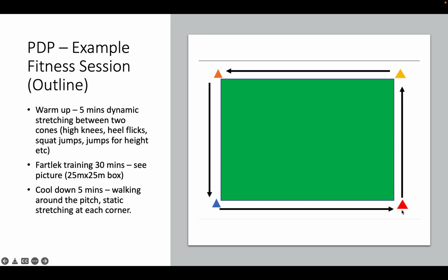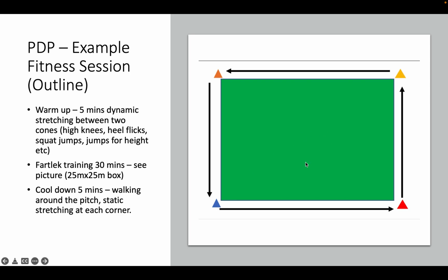Now, we would do this for 30 minutes, wearing a heart rate monitor, and we would have our coach or somebody else there to record the distance, so we know how far we've run and we know how hard we're working, what intensity we're working at, if we're in our training zone from wearing a heart rate monitor. And the last part of that session would be to do 5 minutes of walking around the pitch and then doing some stretching at every corner to cool down and prevent us from getting sore muscles the next day.